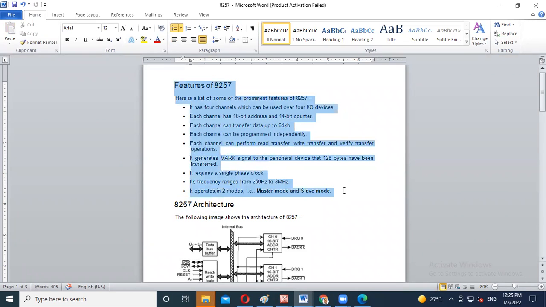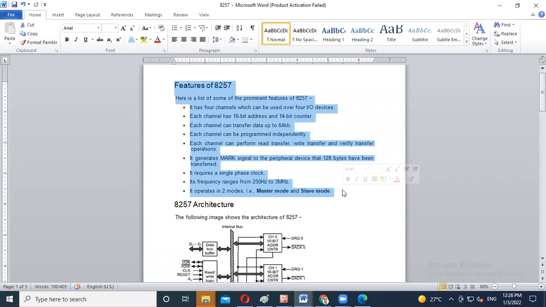features of 8257. How you studied the 8259 features, in the same way we have to look into the 8257 features first. It has input and output devices for taking input data, and whatever abnormalities are there are extracted and resolved. For that, we have to use four main I/O devices. That one I will explain in the architecture.